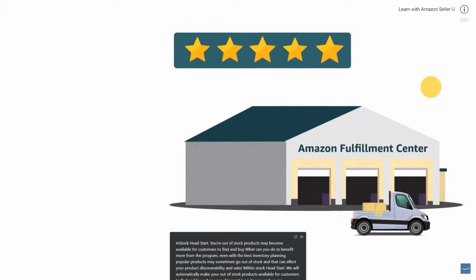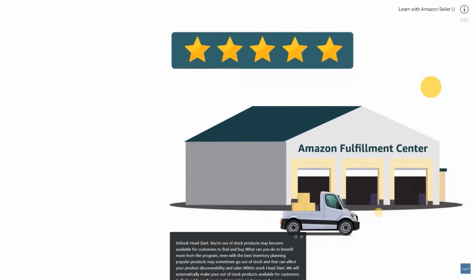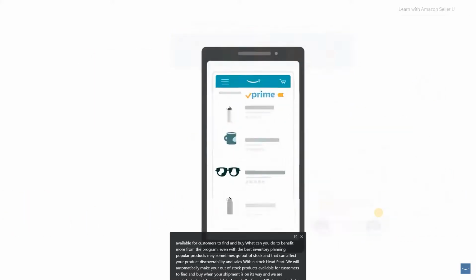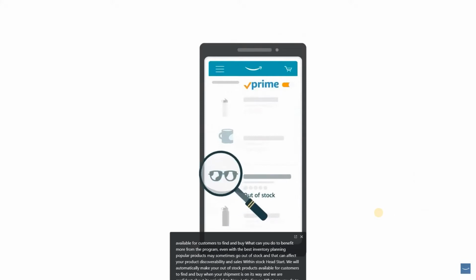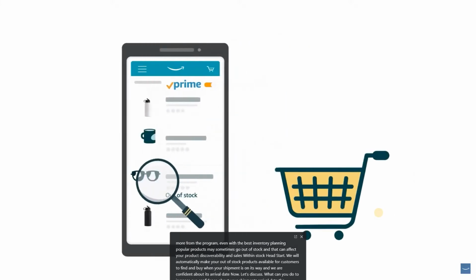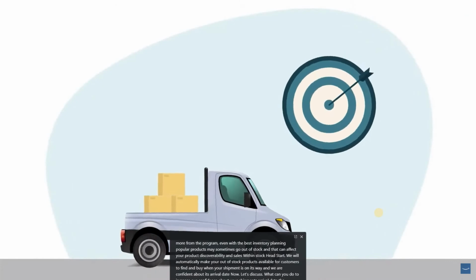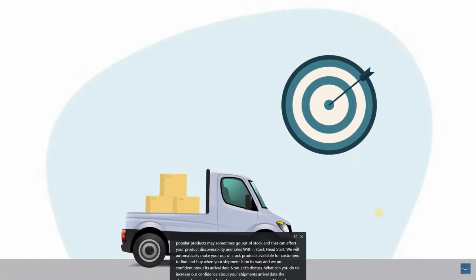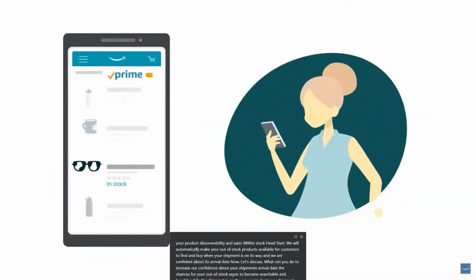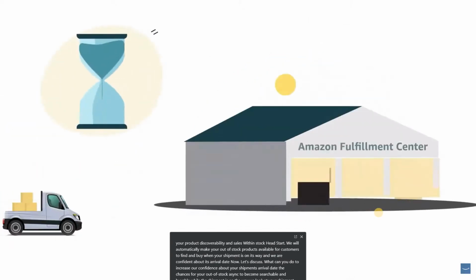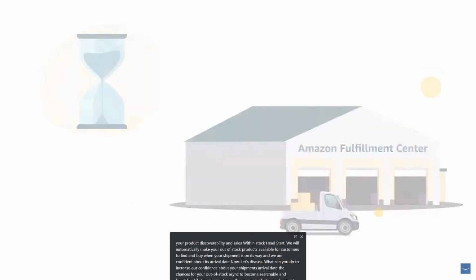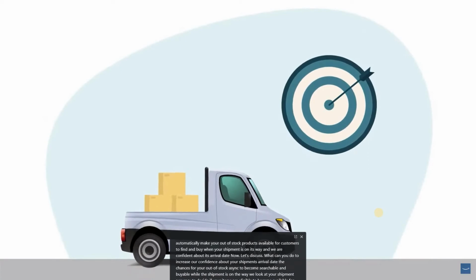Now let's discuss what you can do to increase our confidence about your shipment's arrival date, and the chances for your out-of-stock ASIN to become searchable and buyable while the shipment is on the way. We look at your shipment accuracy to decide if your items are eligible to become available for customers to find and buy before they arrive at our fulfillment centers. There are several ways to improve your shipment accuracy.